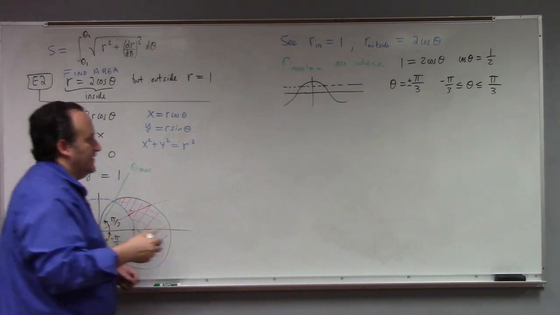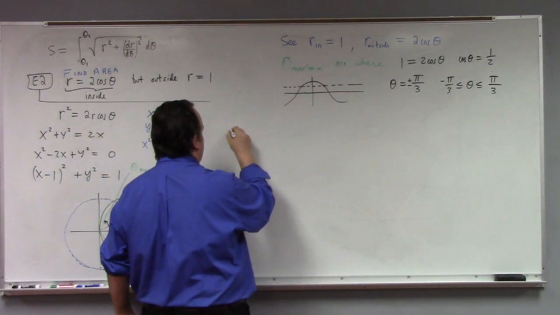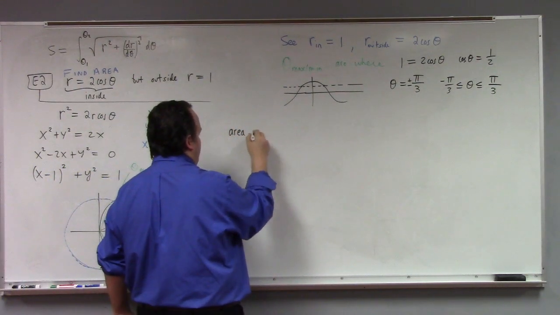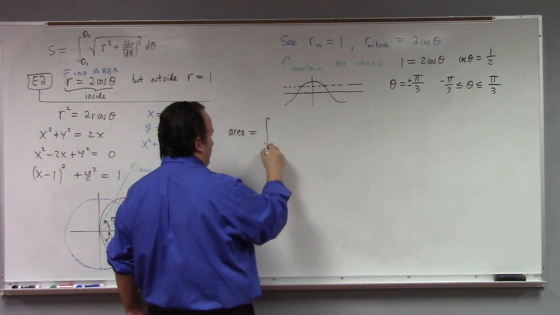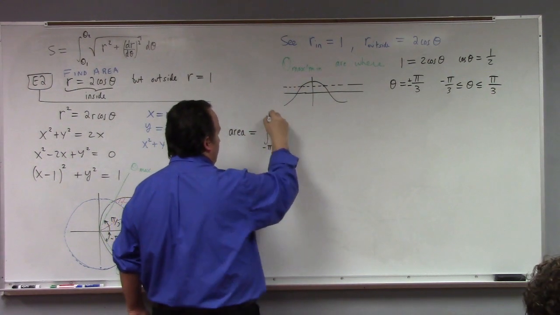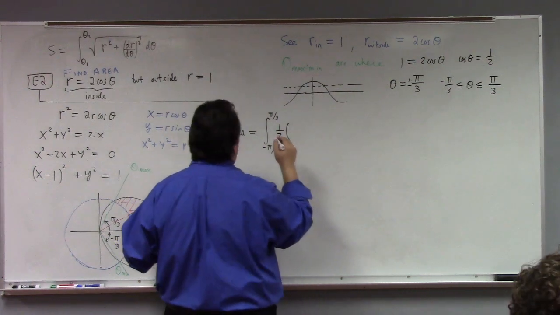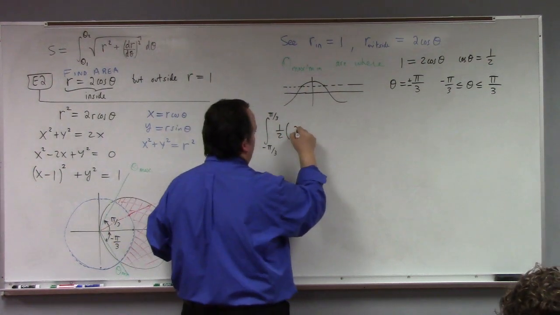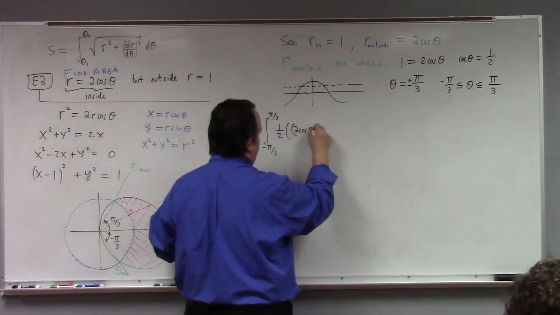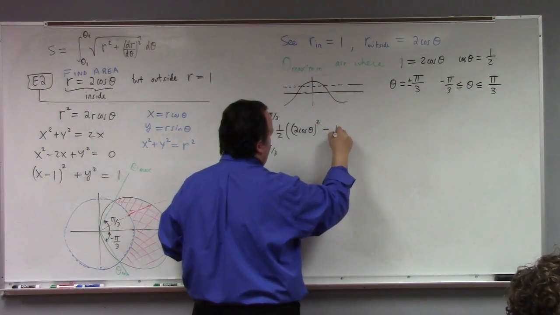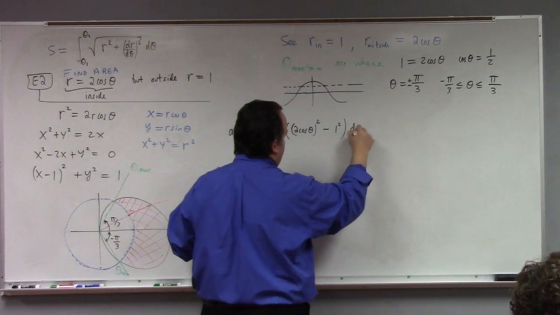Based on the thing I drew last class, in terms of the sector and the fan picture, the area is the integral from minus pi over 3 to pi over 3 of 1/2 r out squared, which is 2 cosine theta quantity squared, minus r in squared, which is 1 squared, d theta.